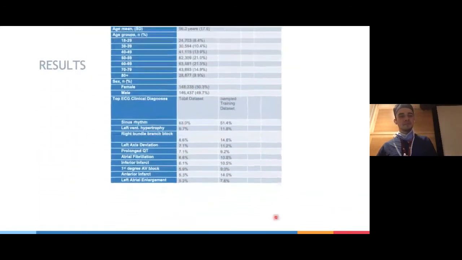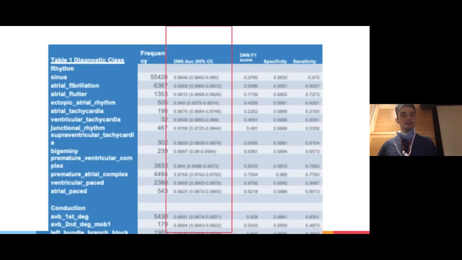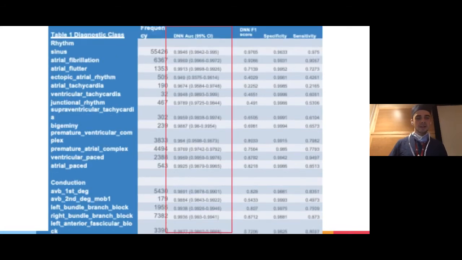So here is the result. This is the top ECG clinical diagnosis. You can see the majority of them were sinus rhythm, but we also had a couple of them that were left ventricular hypertrophy or a right bundle branch block or AFib. And we then compare the performance, and I want to draw your attention here to this column, which is the area under the curve for the different classes. So we observe a near perfect area under the curve of 0.97 to 0.99 for all rhythm disturbances highlighted here.